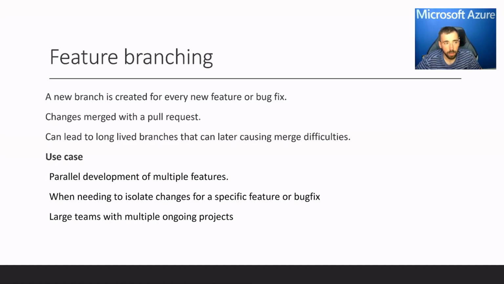The downside to feature branching is it can lead to long-lived branches that can later cause merge conflicts. And this is against DevOps and agile methodologies in continuous integration and continuous deployment. When we're having long-lived branches, the longer the life of the branch, the more chance of merge conflicts with other developer branches, and the more risk generally that there is. Use cases are parallel development of multiple features, when needing to isolate changes for a specific feature or bug fix, and large teams with multiple ongoing projects.